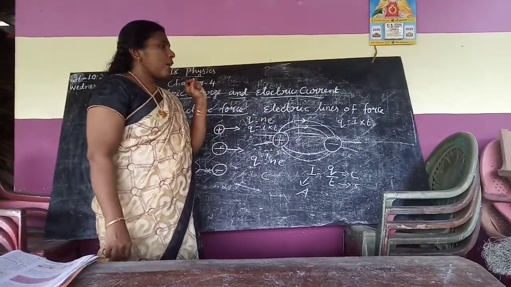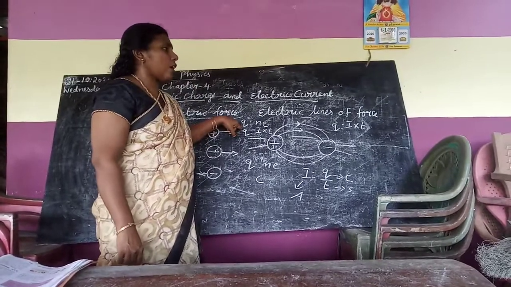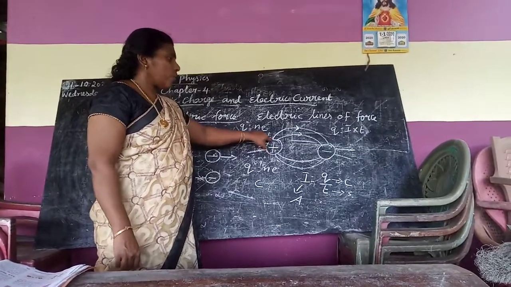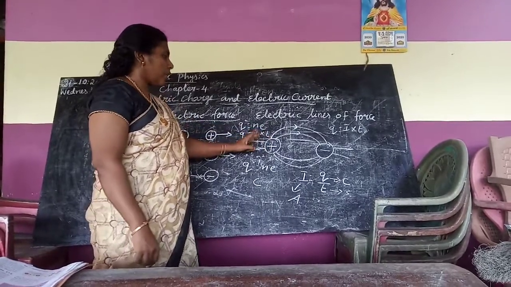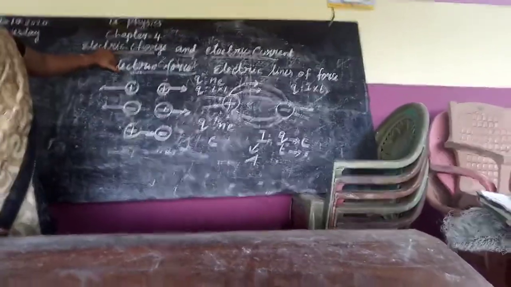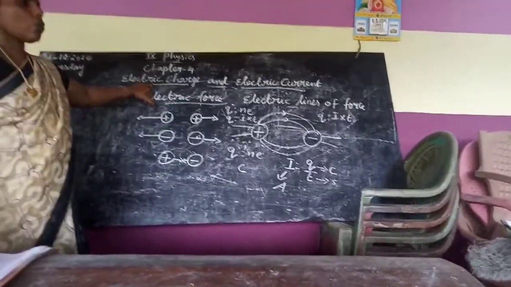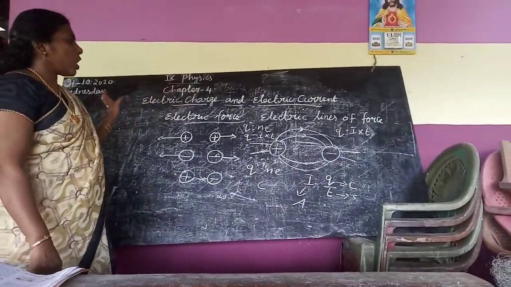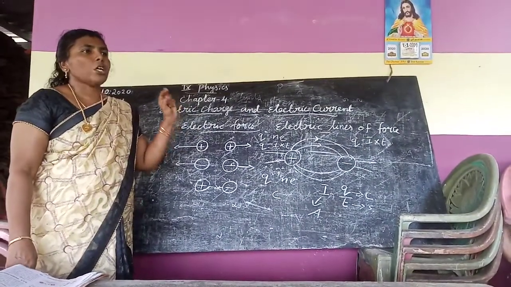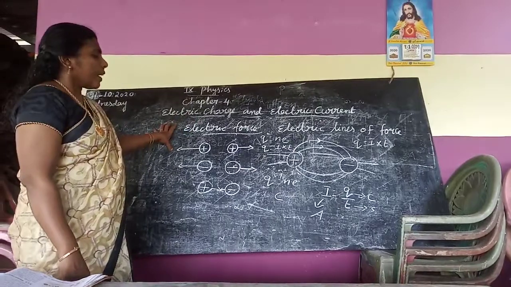Then units you have learned. What is the unit of electric charge? Coulomb. What is the unit of electric current? Ampere. What is the unit of time? Second. So this also you have to learn. So these are about the electric charge. Can you understand, students? What is the unit of electric charge? Coulomb is the unit of electric charge.